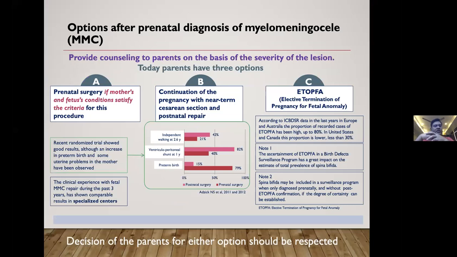So once the myelomeningocele is detected, you have 3 options for the parents. One is prenatal surgery. I don't think anywhere in India we are doing this prenatal surgery, but there are centers who have recorded satisfactory results. The second is to continue the pregnancy near term and then do a postnatal repair. And the third is ETP, elective termination of pregnancy for fetal anomaly. I think the third option is opted for by more and more parents in recent times. And it is by surprise that they identify the neural tube defect in the third trimester near delivery, where option B is the only option left.